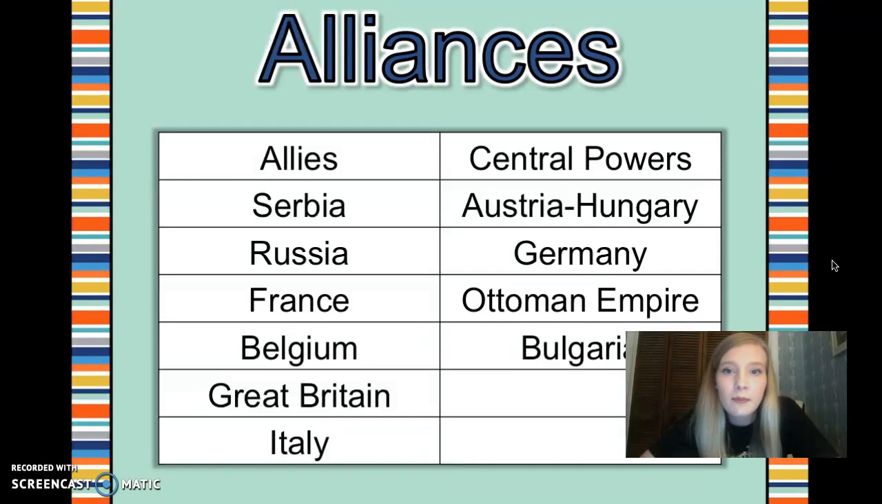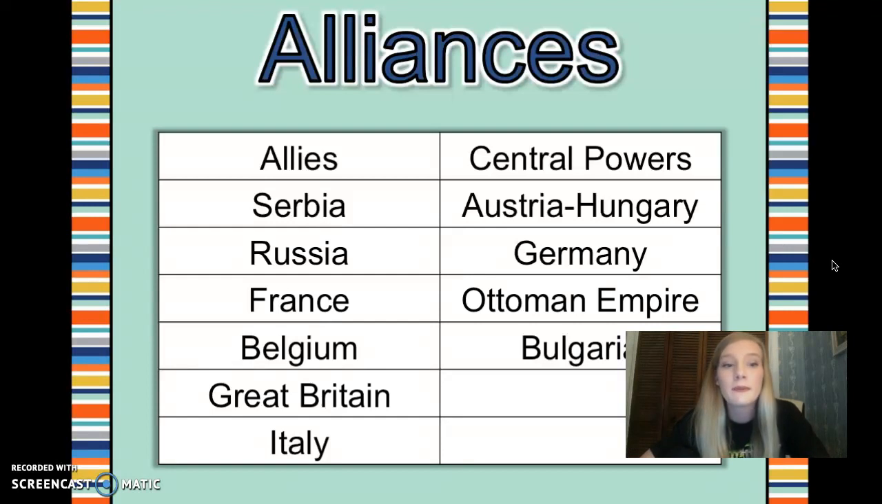And just to recap, here's a final chart to help you kind of remember. Your Allied powers are Serbia, Russia, France, Belgium, Great Britain, and Italy. Belgium was not known for its militarism, but a lot of the fighting was done because of Belgium. The reason for that is because Belgium is where a lot of the crops were grown that the Allies needed. Belgian wheat was a big thing. And then Central Powers, you've got Austria-Hungary, Germany, the Ottoman Empire, and Bulgaria.